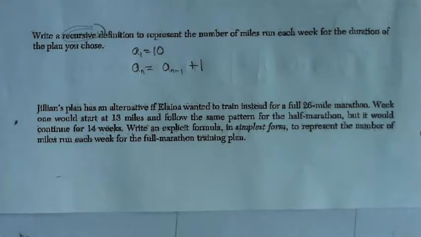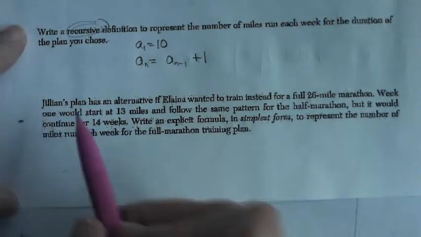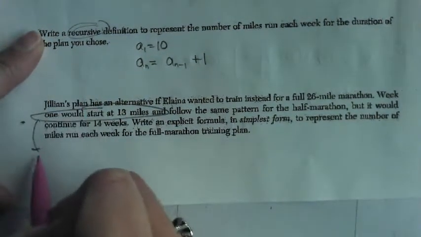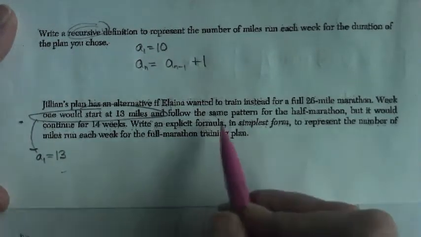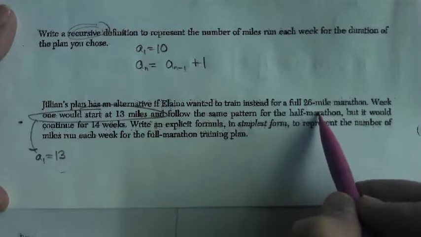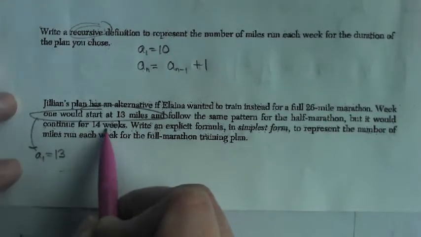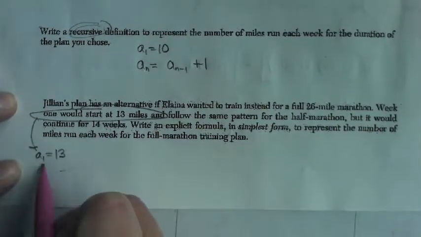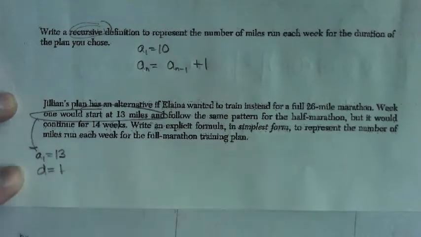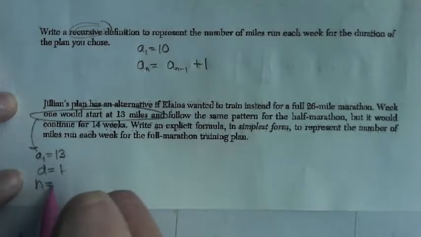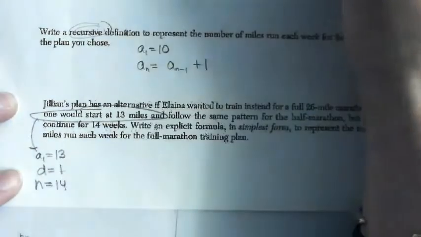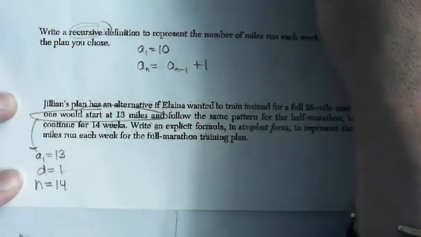Then another scenario. Same question. Jillian's plan has an alternative if Elena wanted to train instead for a full 26-mile marathon. Week 1 would start at 13, a sub 1 equals 13, and follow the same pattern as the half marathon, but it would continue for 14 weeks. So the common difference is still 1, but the training program is for 14 weeks, so n equals 14, as opposed to up here, where it looked like Jillian's was only 12.